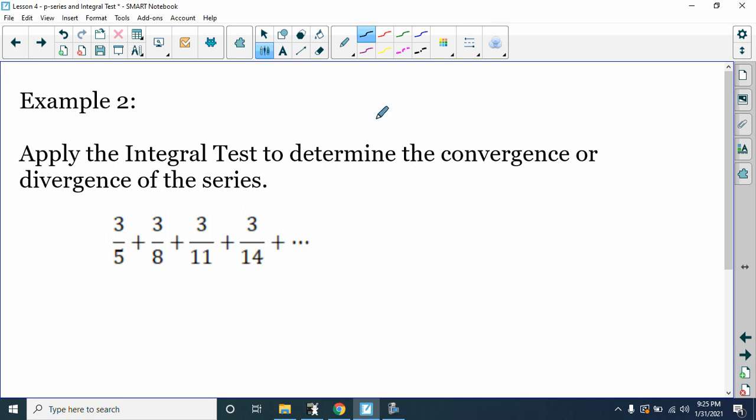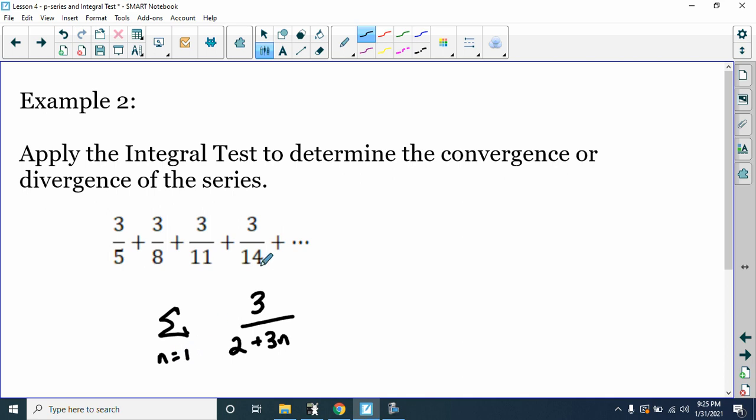Example 2 here asks us to apply the integral test to determine the convergence or divergence of the series. It does not give us the rule for the series, so we're going to have to come up with the rule. Looks like the top is always 3. The bottom is, I start at 5, and then plus 3, plus 3, plus 3. So I'm adding 3 over and over again. And if I plug in 1, I want to get 5. So 2 plus 3n is the rule there.